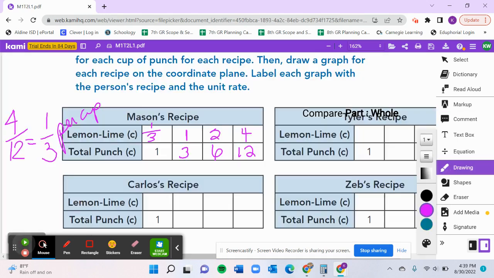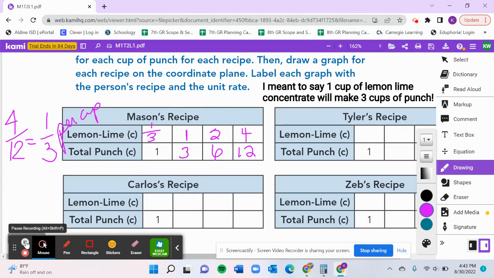Here's an example. Looking at Mason's recipe, I can see that there are 4 cups of lemon lime concentrate out of 12 total cups. That can then be simplified to show that there is 1/3 cup of lemon lime concentrate for 1 cup of punch. Using that ratio, if I have 3 cups of lemon lime concentrate, I can make 9 cups of punch. If I have 2 cups of lemon lime concentrate, I can make 6 cups of punch, and so forth.